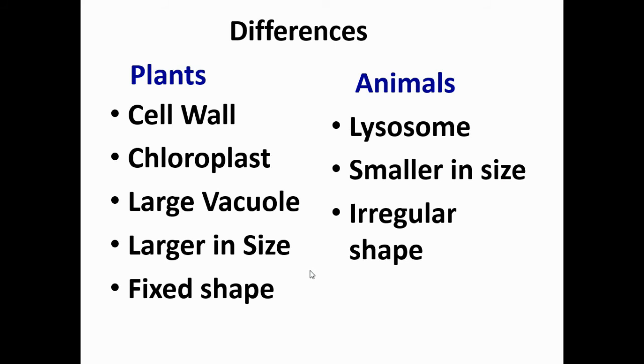Differences between plant and animal cells. To begin with, plants have a cell wall, a chloroplast, large vacuole. Generally, they are larger in size and they have a fixed shape. They're always going to be that square, rectangle, boxy looking shape.